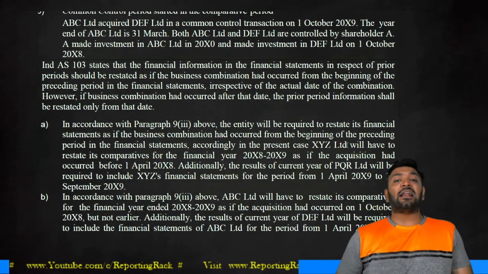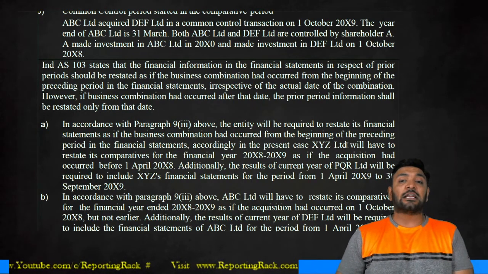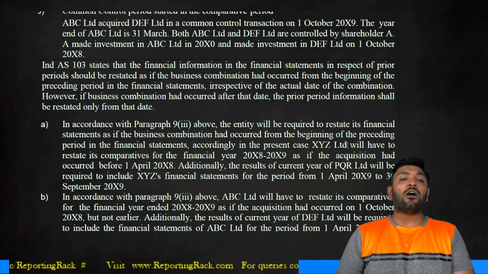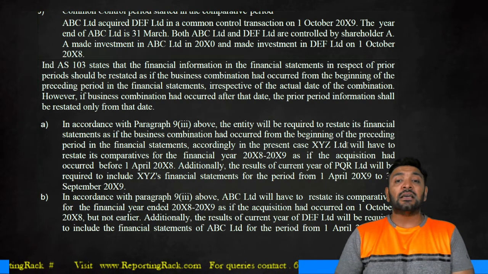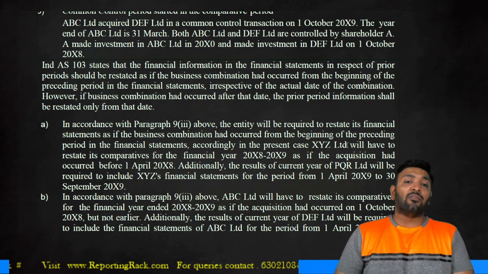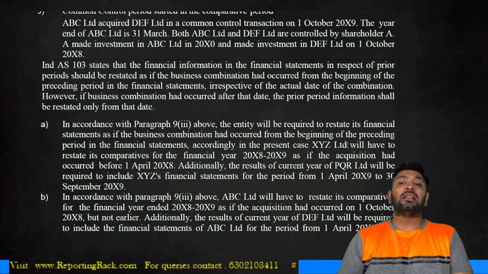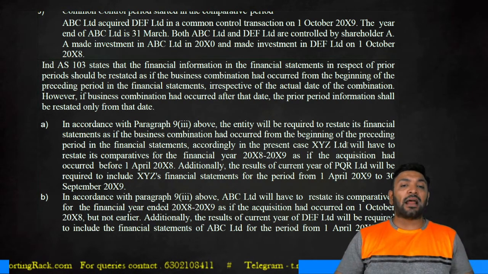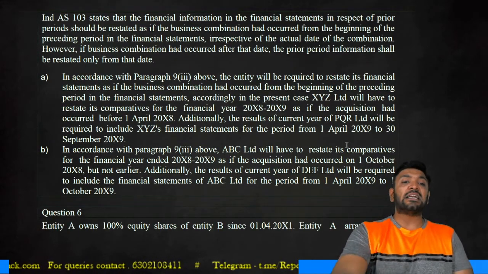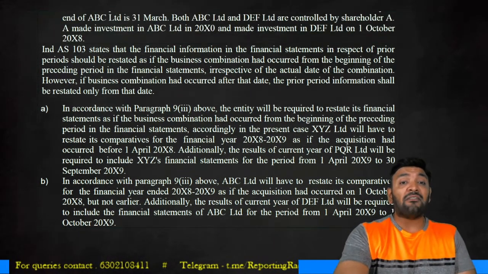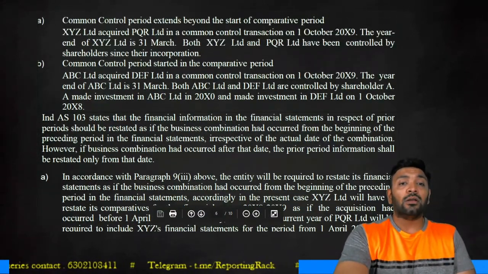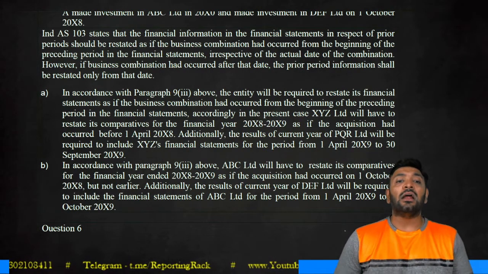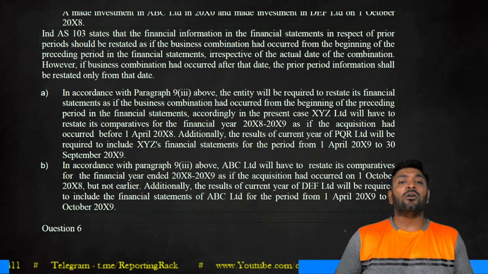Ind AS 103 states that financial information and financial statements in respect of prior periods should be restated as if the business combination had occurred at the beginning of the preceding period of the financial statements, irrespective of the date of business combination. However, if the business combination occurred after that date, then the prior period information should be restated only from that date. In accordance with the para, the entity is required to restate its financial statements under Part A. Under Part A, they had common control since incorporation, right? In such cases, it is required to restate as if the business combination had occurred at the beginning of the preceding year of financial statements.